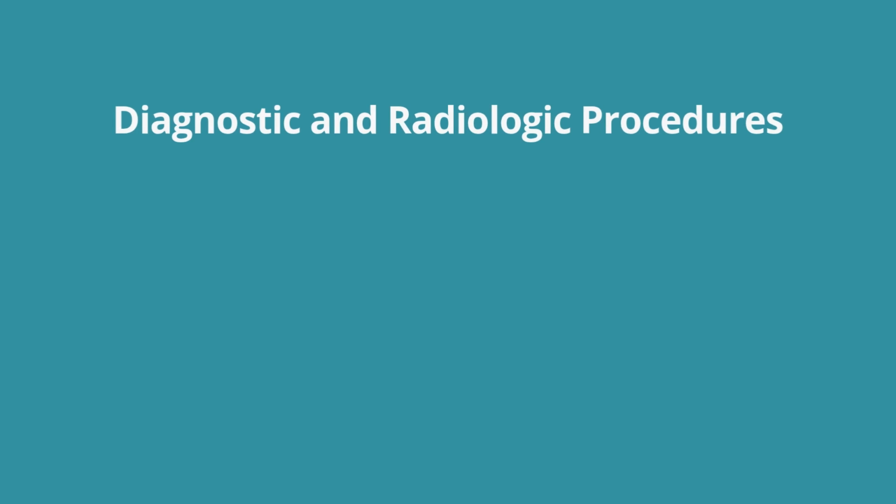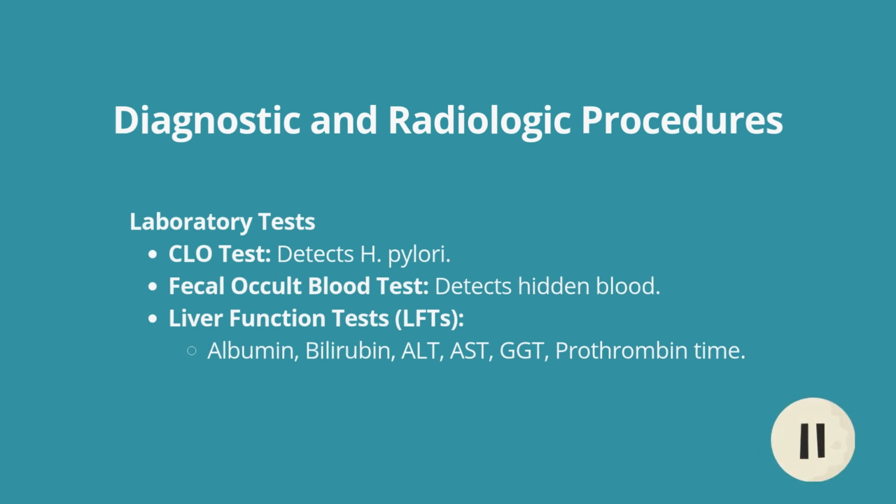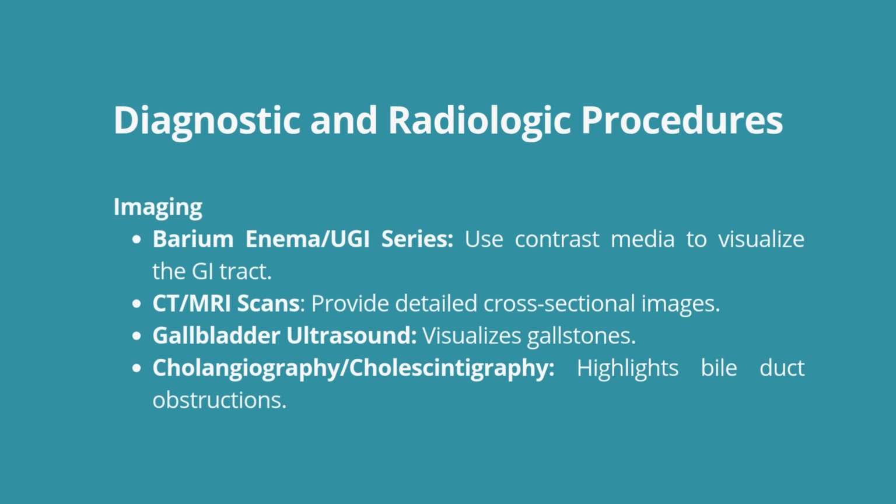The diagnostic and radiologic procedures include both laboratory tests and imaging. Some laboratory tests you may run across are the CLO test, which detects H. pylori, the fecal occult blood test, which detects hidden blood, and the liver function tests. Imaging includes the barium enema and the UGI series, CT and MRI scans, gallbladder ultrasound, cholangiography, and cholecystography.